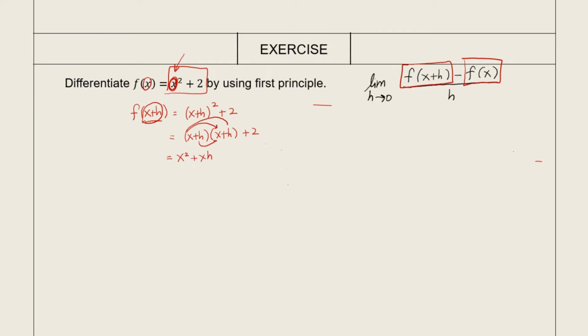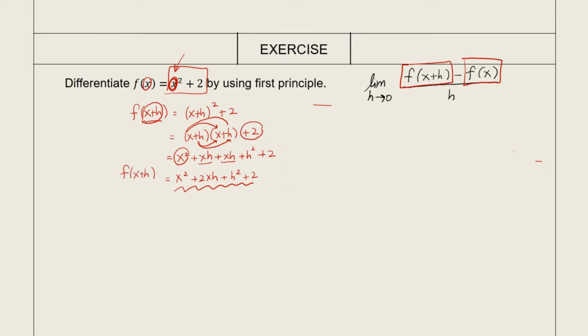H multiplied by x, you will get hx, or xh is the same thing, so positive xh, and h multiplied by h, you will get h to the power of 2, and don't forget you have plus 2 at the back of the equation. So now class, we can see what we have here is x squared, xh plus xh is 2xh plus h squared plus 2. So this is actually your f(x plus h).